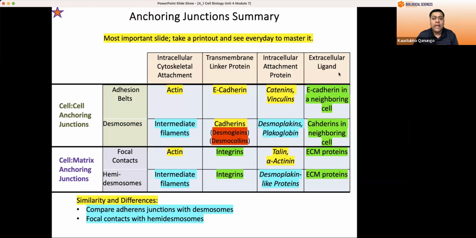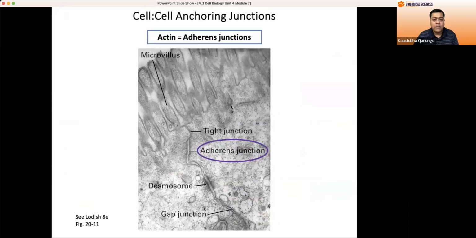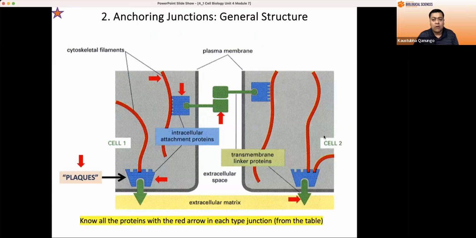And the extracellular ligand means the E-cadherin of cell number 1 is attached to the neighboring cell's E-cadherin. That is what is meant by the extracellular ligand. So cell 1's E-cadherin is attached to cell 2's E-cadherin. Then you have the catenins and the vinculins, and these are actin. This is your number 1.